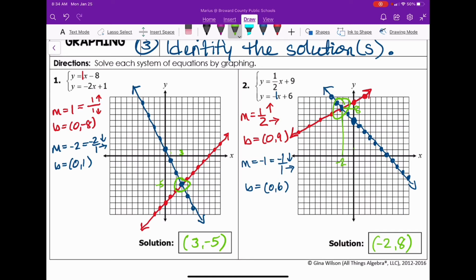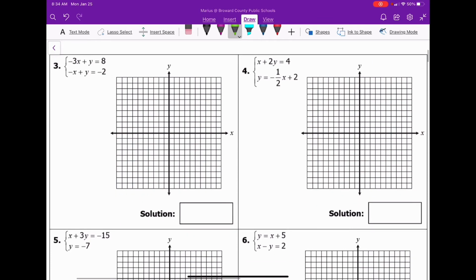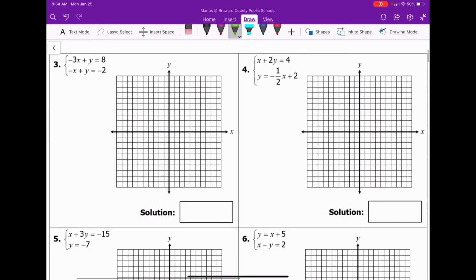All right. So once again, remember, when we're setting up our systems of equations and solving by graphing, we're looking for the point of intersection, where the two lines meet. Let's go ahead and keep moving right along. Let's take a look at number 3.